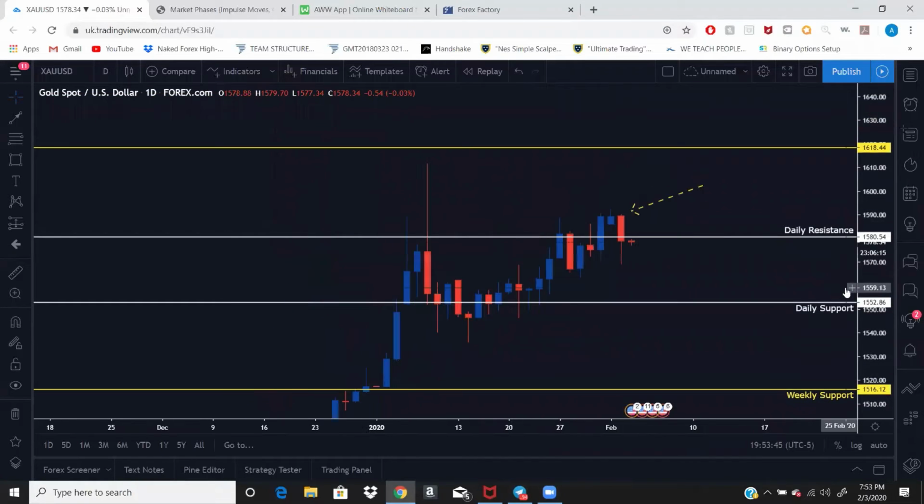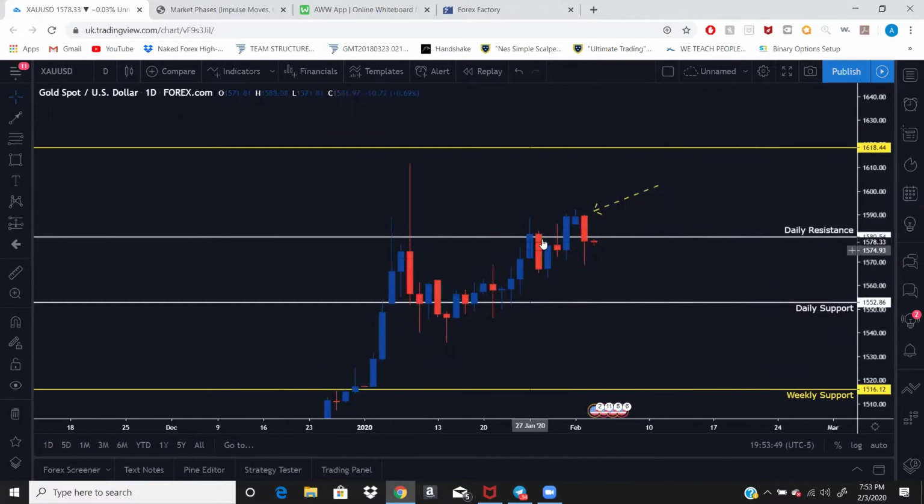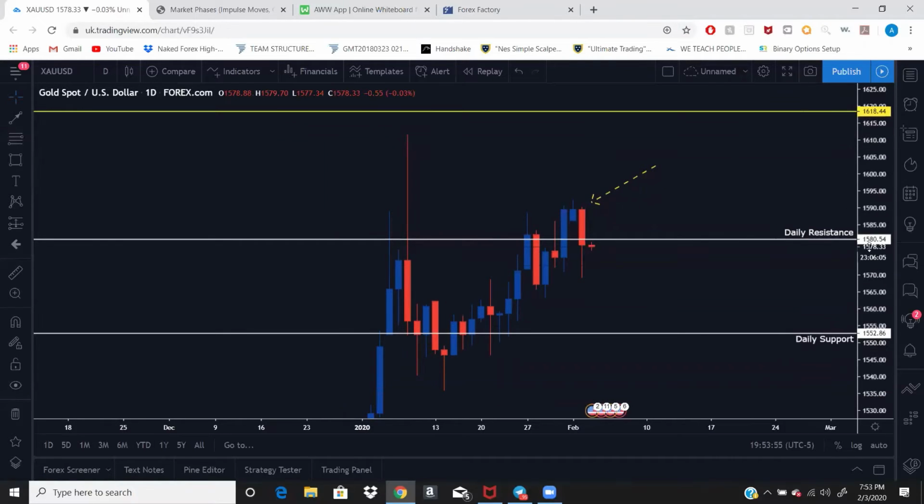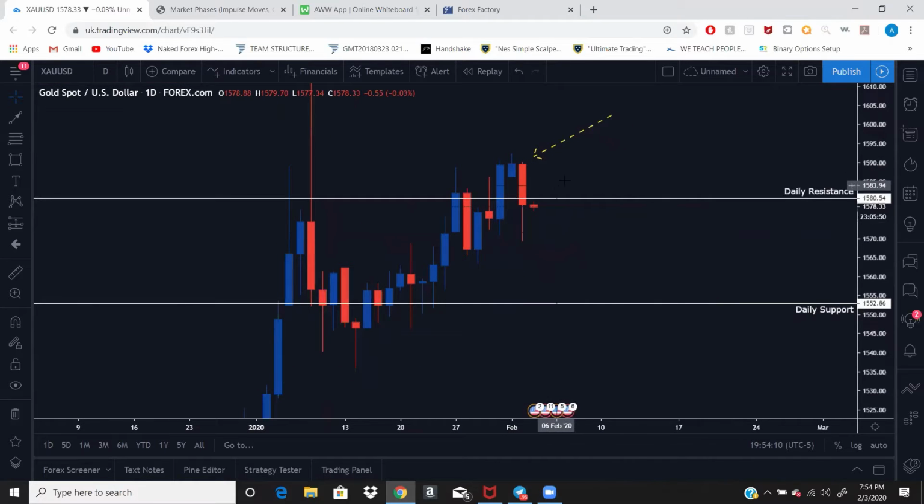For that same reason, the way I look at this structure is that it's failing to remain above 1580. So this is still daily resistance. It's failing to stay above 1580. The price is not able to hold above that level.